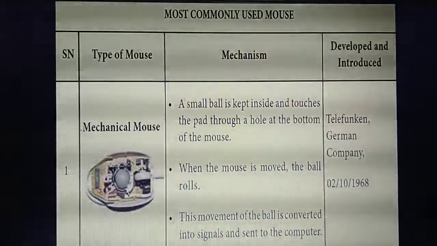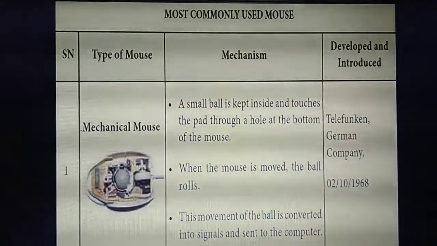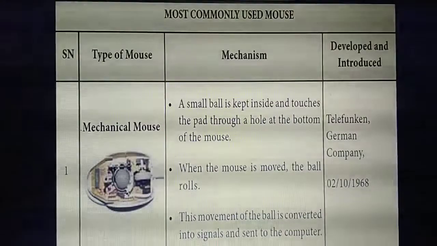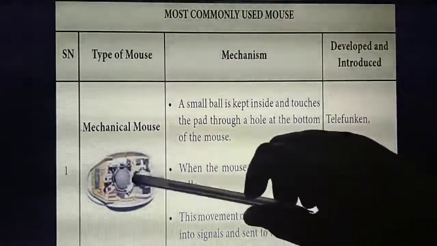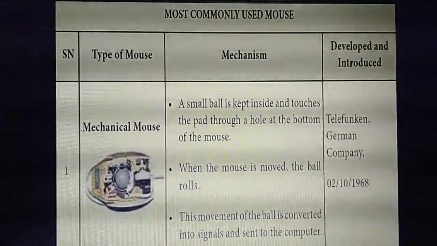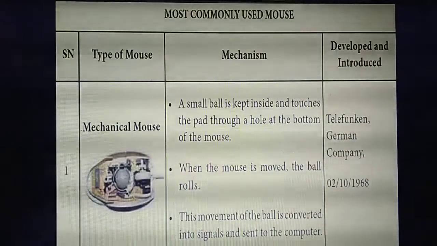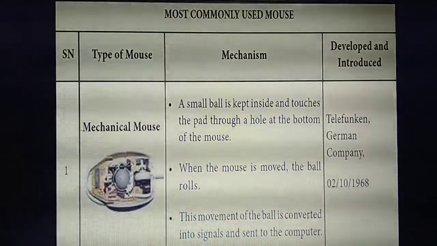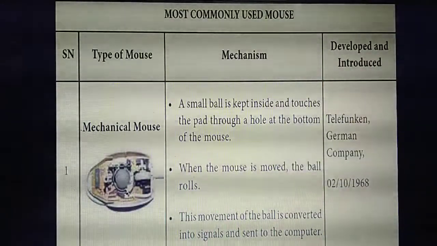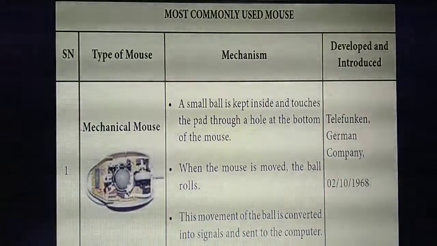Understand? So we have discussed 3 points in the mechanical mouse. What are they? In the mechanical mouse, at the center one ball is present. You always keep the mouse on the pad. At the bottom of this mechanical mouse, one hole is there.